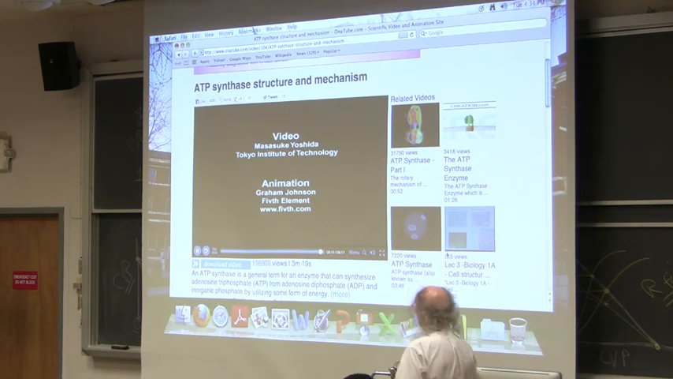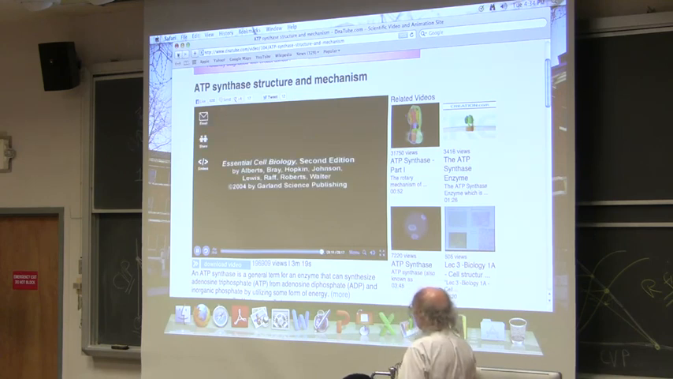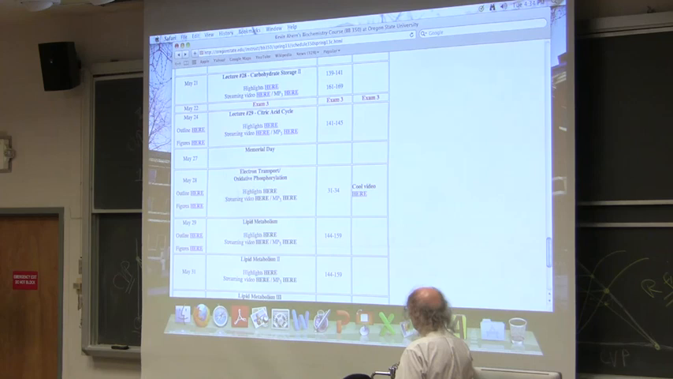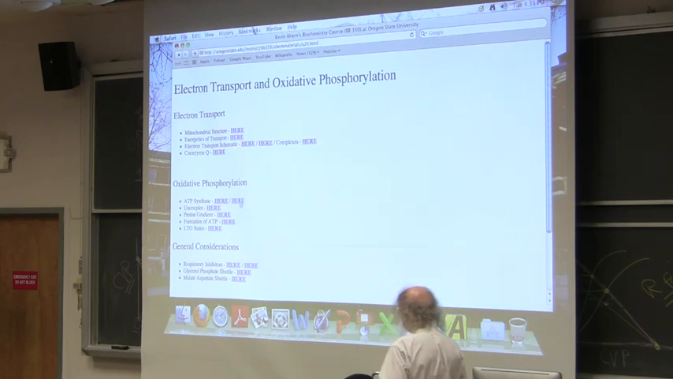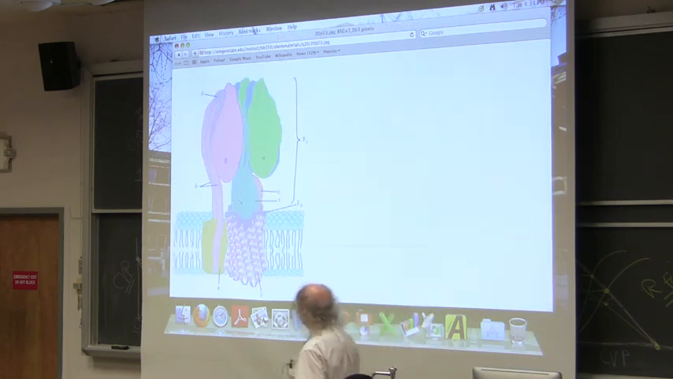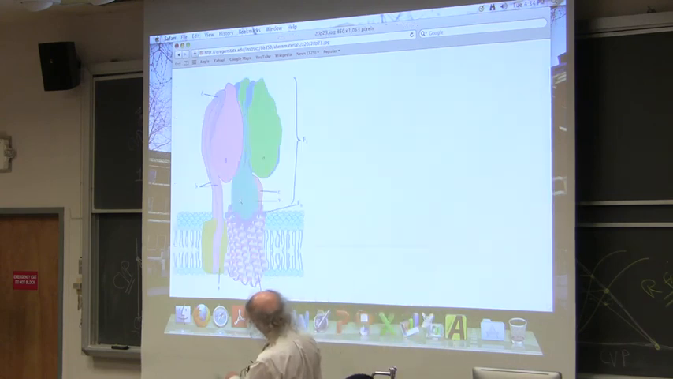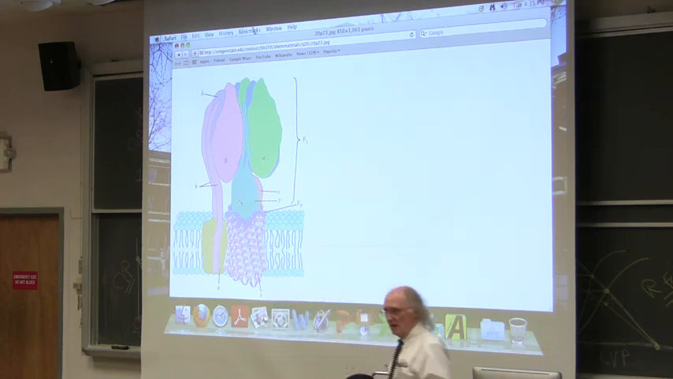Pretty cool. Okay, so let me fill you in a little bit on what you've just seen. As I said, it's a remarkable machine, and it turns as a result of protons flowing through. Now, that's upside down again compared to that figure, but here's the intermembrane space. Here is the matrix up here. Okay. This structure has two components that we call F0 and F1.